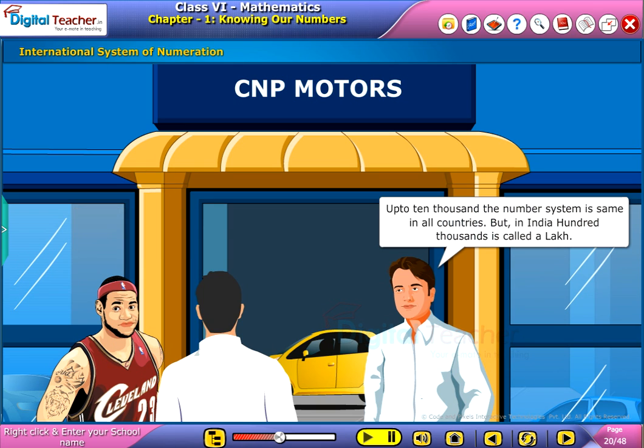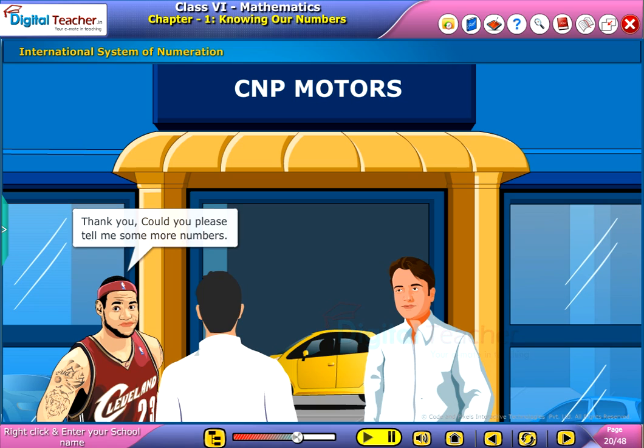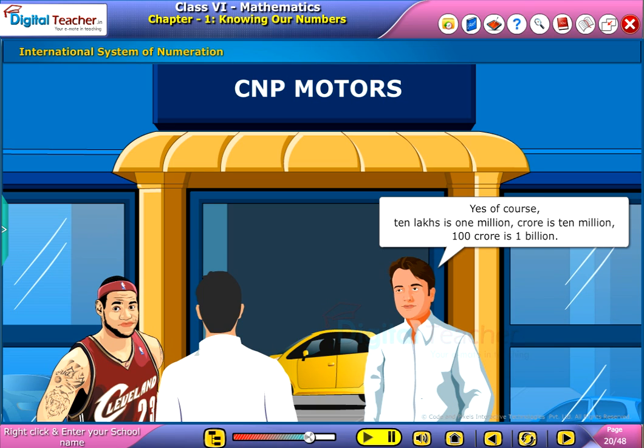Up to 10,000, the number system is the same in all countries. But in India, 100,000 is called a lakh. Thank you. Could you please tell me some more numbers? Yes, of course. 10 lakhs is 1 million. Crore is 10 million. 100 crore is 1 billion.